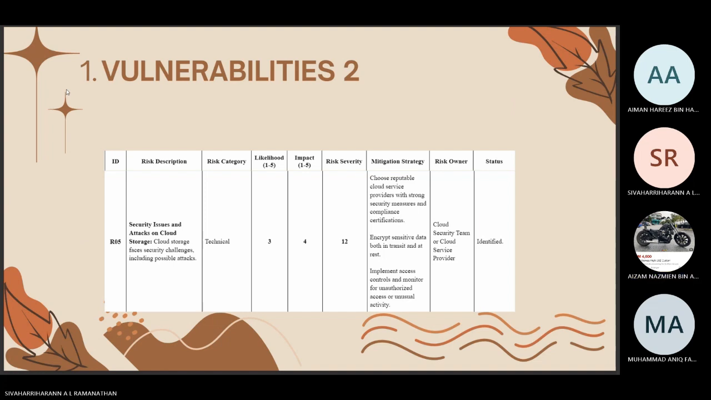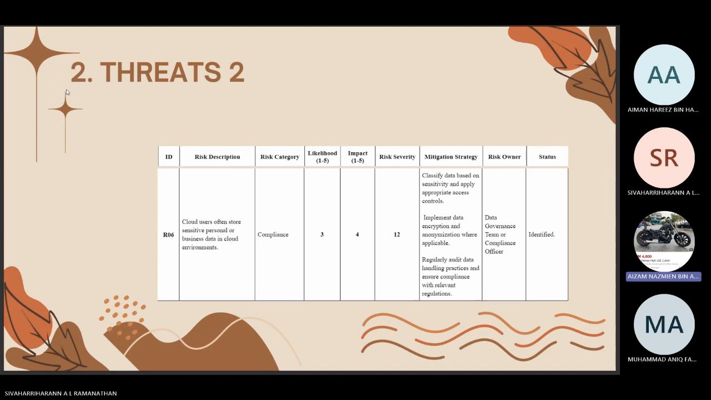Next, we have threats. The risk register identifies a compliance risk R06 associated with cloud users storing sensitive personal or business data in the cloud environments. The risk is assessed with likelihood of 3 and impact of 4, resulting in a risk severity score of 12. Mitigation strategies include classifying data based on sensitivity and applying appropriate access controls, implementing data encryption and anonymization where applicable, and regularly auditing data handling practices to ensure compliance with relevant regulations. The responsibility for addressing these risks lies with the data governance team or the compliance officer. The status of this risk is currently identified.